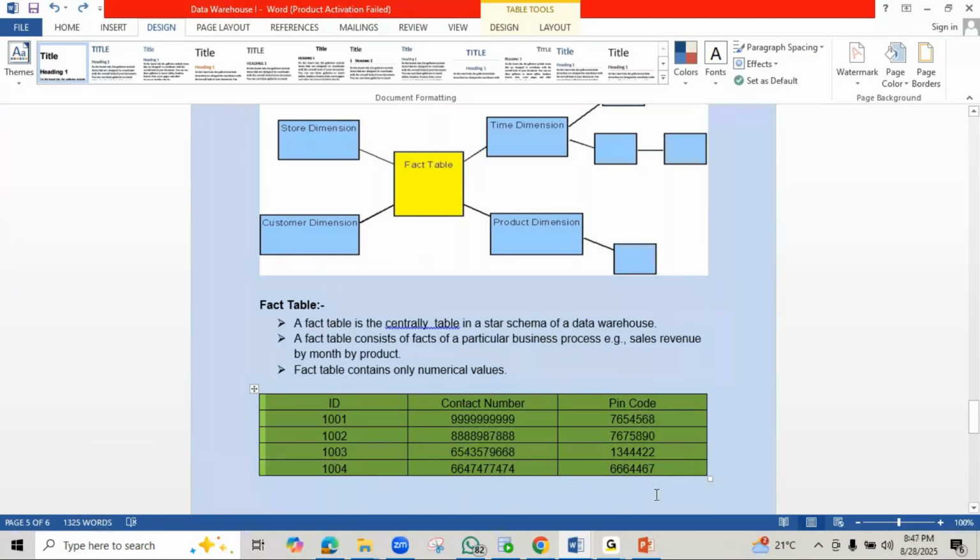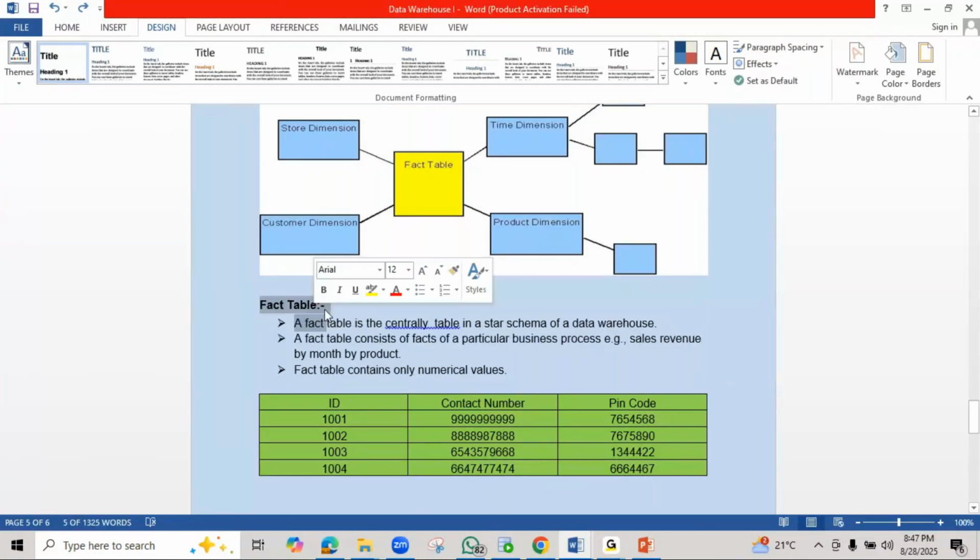But what is a fact table? What exactly do you have to say? You have to say a fact table is a centrally located table which will be available either in the star schema or Snowflake schema. It will contain foreign keys and it will contain only numerical values. Apart from numerical values, it will not contain any data. Okay, it is mandatory that the fact table will contain only numerical values.